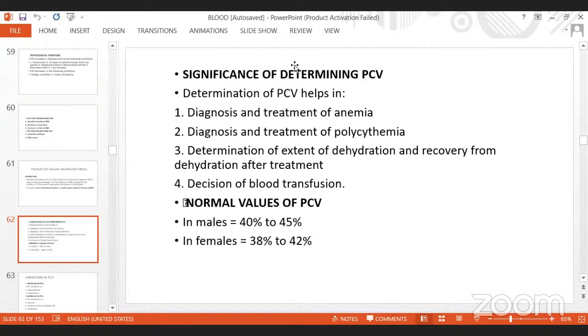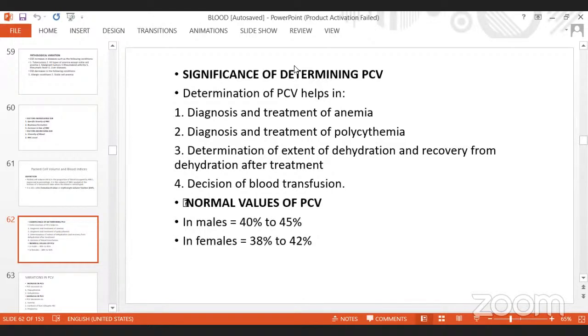So why do we have to determine PCV? Determining PCV helps in the diagnosis and treatment of anemia, the diagnosis and treatment of polycythemia, the determination of the extent of dehydration and recovery from dehydration after treatment, and the decision of blood transfusion.